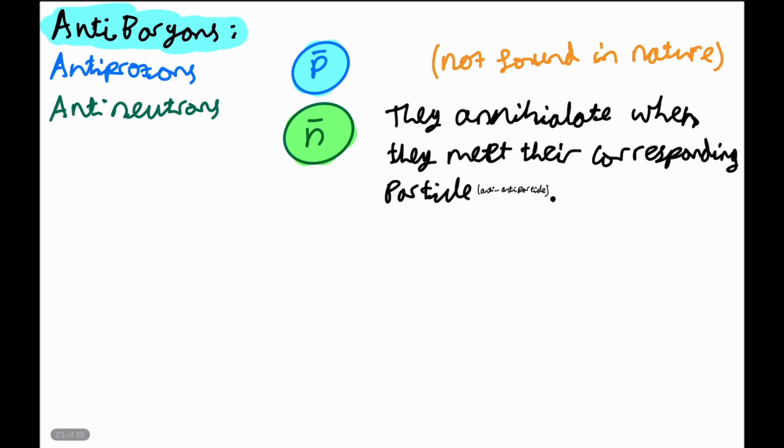And then you can also have antibaryons, which are antiprotons and antineutrons. These are not found in nature, just like any other antiparticle or antimatter. And they annihilate when they meet their corresponding particle or antiparticle. So when an antiproton meets a proton, they will annihilate. When an antineutron meets a neutron, they will also annihilate.